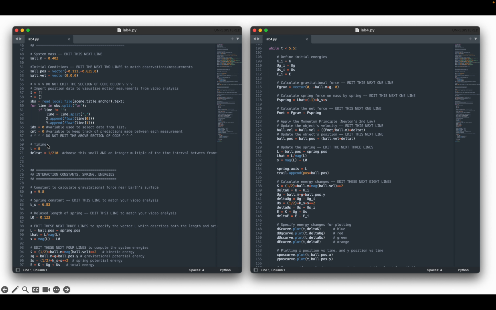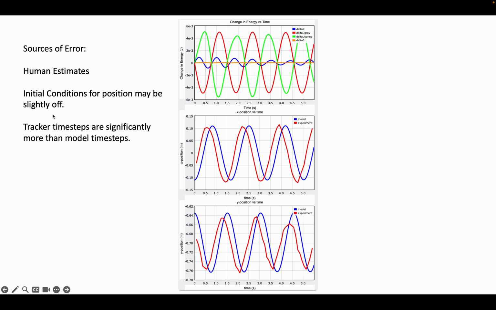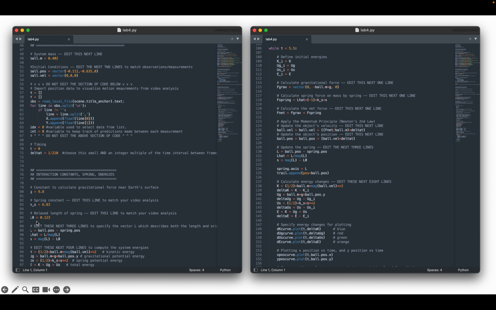And so here's the code. We just established our initial conditions here. Then we said that L, the length of the spring, is the ball dot position minus the spring dot position. And then we found the hat vector with L over the magnitude of L, and then s is mag of L minus L0. And then using the equations we talked about earlier for kinetic energy, potential energy, and spring potential energy, the first one is gravity potential energy, we find those things, and then we sum up the total energy to be K plus the potential energy in the system.